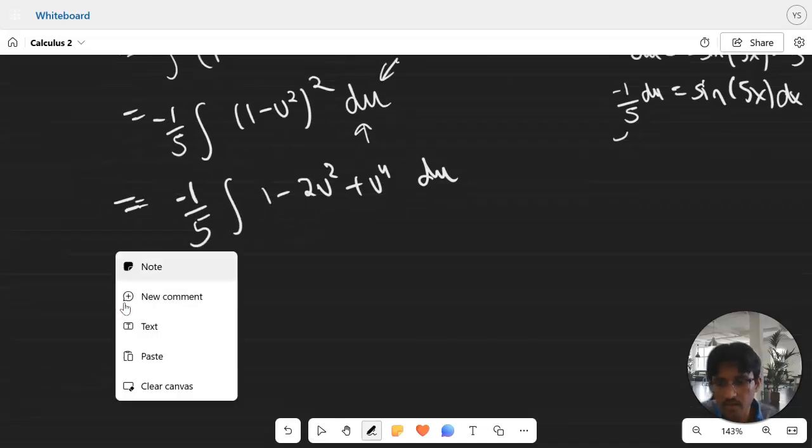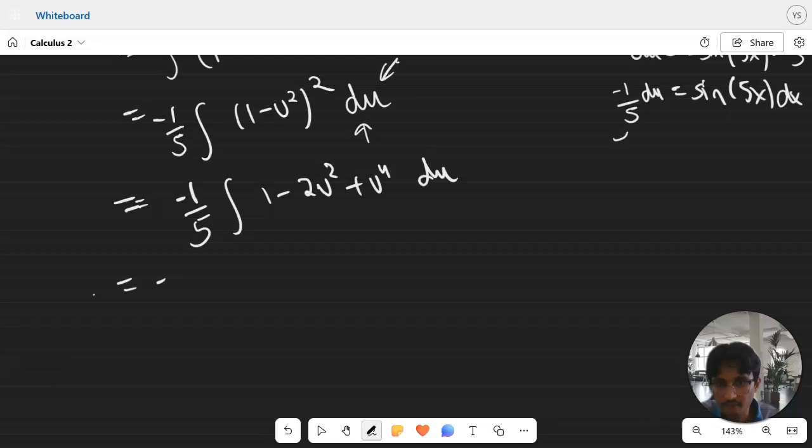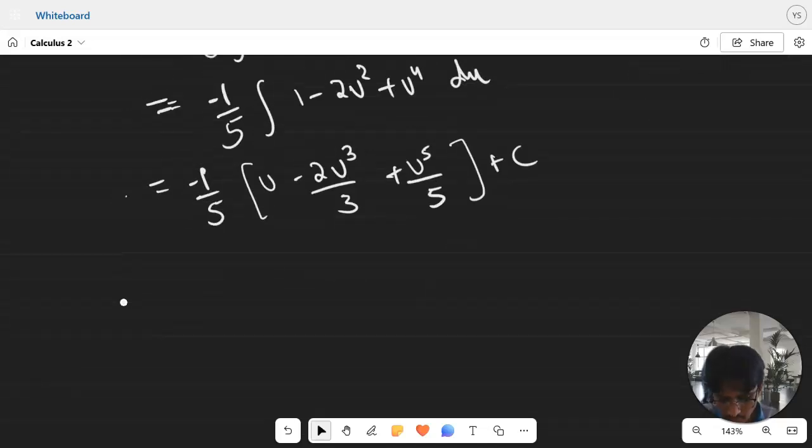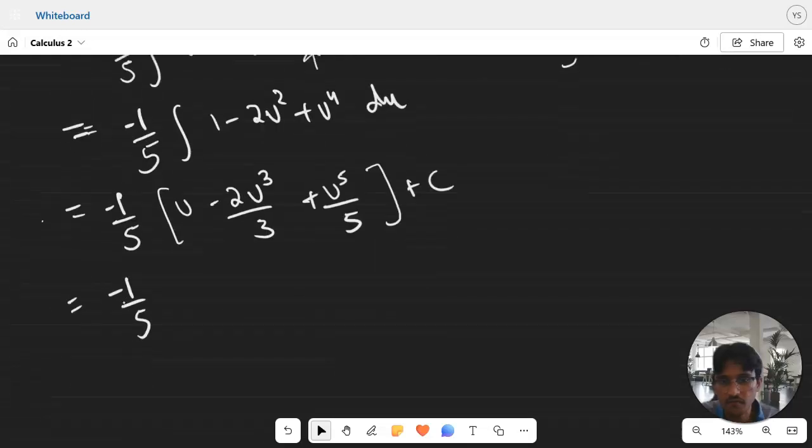And we're going to simplify that further. Now we can do the power rule for integration. So it's going to be u minus 2u to the 3rd over 3 plus u to the 5th over 5, plus c. And now we're going to sub back our u. What was our u again? Our u was cosine of 5x.